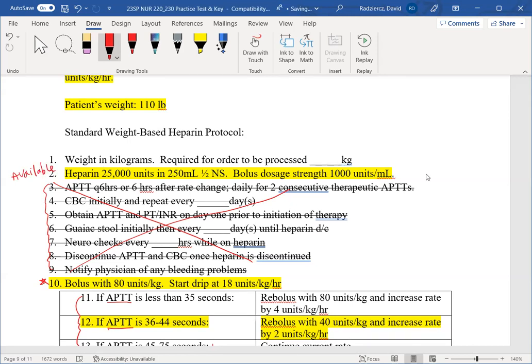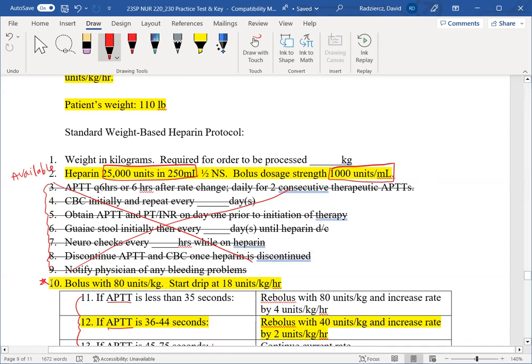Available is heparin 25,000 units in 250 milliliters half normal saline, and a bolus dose of 1,000 units per milliliter. Okay, so those are our availables. The reason you're getting asked two questions is because you're talking about two separate steps within the protocol. The protocol is everything you're doing to help prevent this patient from clotting prematurely, and also you want to monitor them so that they don't start bleeding out.